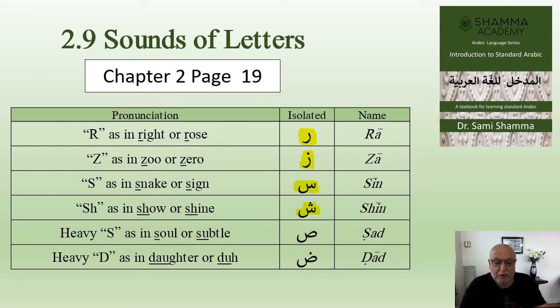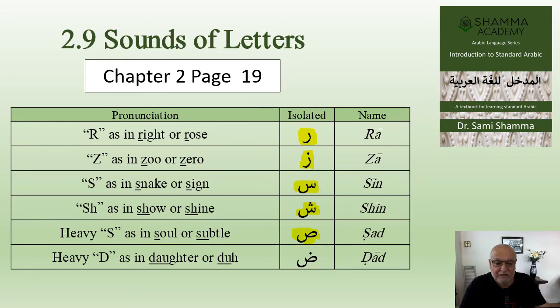The next one is a heavy sound of S. It's a sa. You make a full mouth when you pronounce it. We don't say he has a good soul. We say he has a good soul. We don't say subtle. We say subtle. That strong s sound is what we are looking for. So when you say subtle, sa, that's the letter.